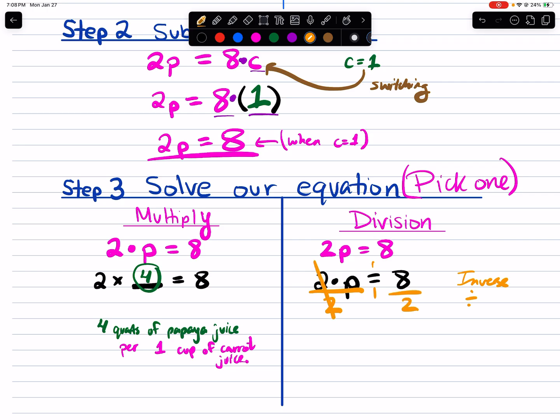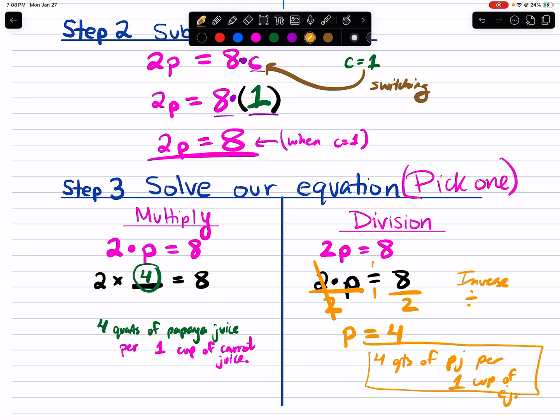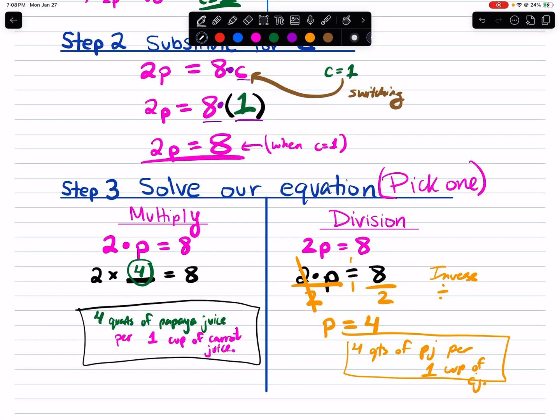See, 2 divided by 2 is 1. P is equal to 8 divided by 2 is 4. Notice it gives you the same thing. It's the same exact thing. So 4 quarts of, I'll just write PJ, papaya juice, per 1 cup of CJ, carrot juice. Either or, you get the same exact answer. There you go. You can pick whichever way you want, multiplication or division.